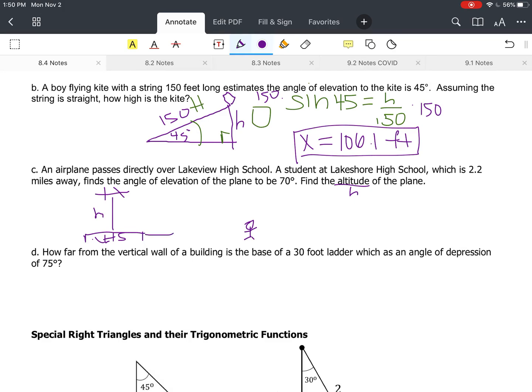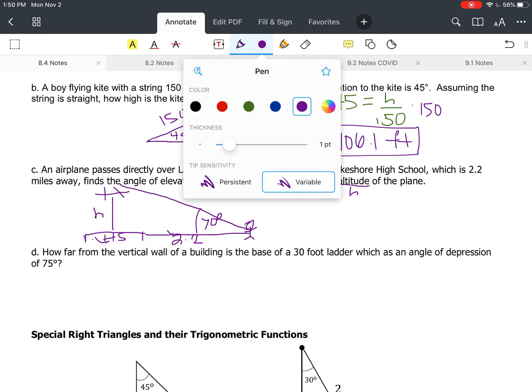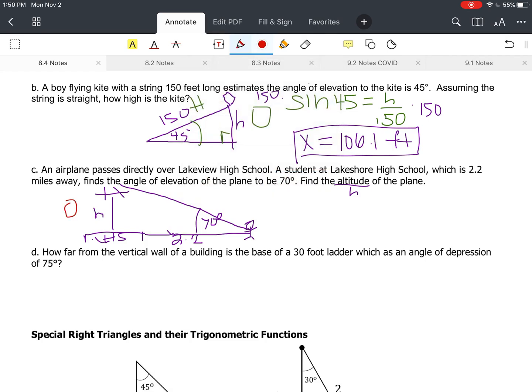A student at Lakeshore, so there's some kid over here, it's all sad because he goes to Lakeshore. He's 2.2 miles away. This is turning out to be a fabulous photo. Finds the angle of elevation, so from where he's looking up, to be 70 degrees. So 70 there is in my triangle, it's my reference angle. H is opposite, and 2.2 is adjacent. I don't care about my hypotenuse, not labeled here.